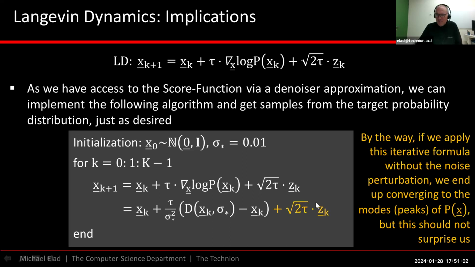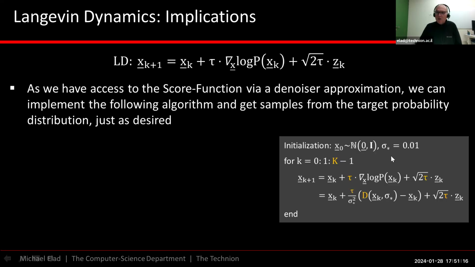By the way, again, if you remove this part, and I kept saying it, you end up converging to the modes, converging to the peaks of the probability, which is lovely by itself, but not serving our need. We are trying to get fair samples. Great. So we have this algorithm. Will it work? Yes. But here are the conditions.